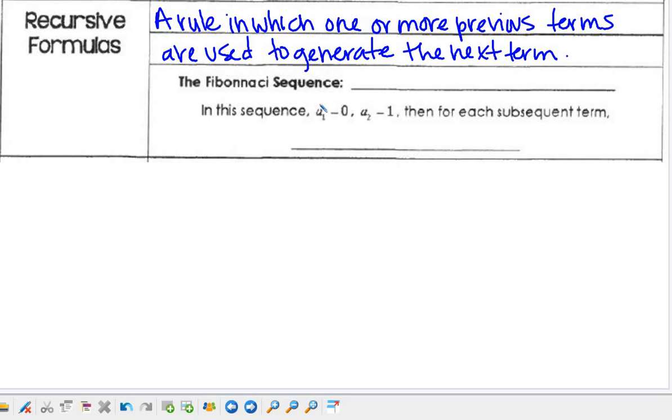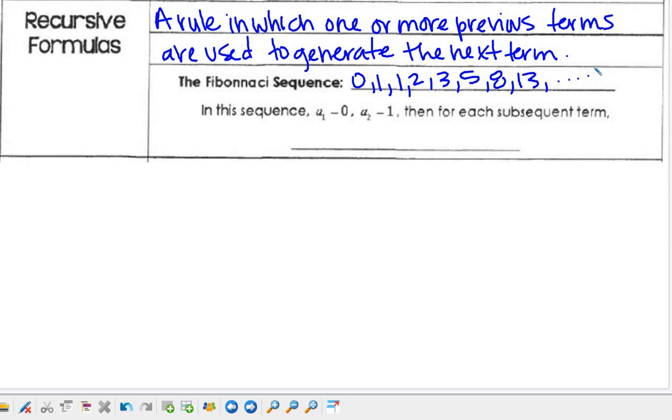The most famous or infamous, I guess, recursive formula is the Fibonacci sequence, which starts with a 0 and a 1, and then it's the sum of those. So 0 plus 1 is 1, 1 plus 1 is 2, 1 plus 2 is 3, 2 plus 3 is 5, 3 plus 5 is 8, 5 plus 8 is 13, and so on and so forth.